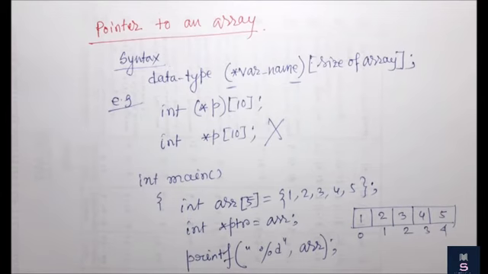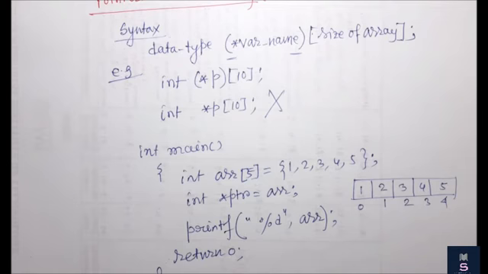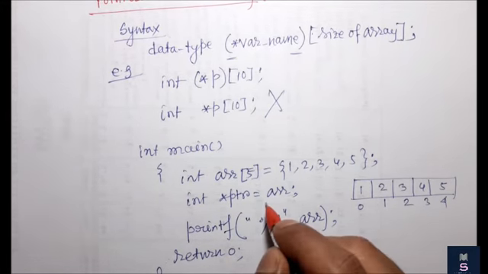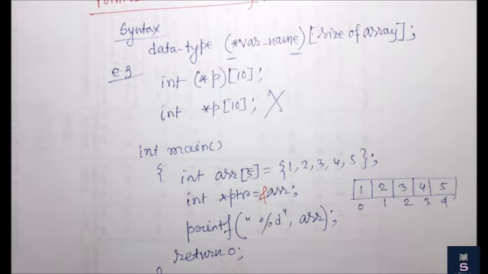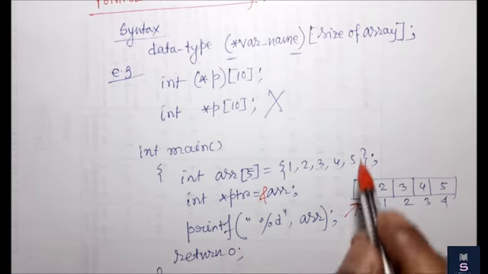Return 0. It will print the 0th address, the first address. And if I use the ampersand sign in front of ARR, it will point to the whole array. If I don't use the ampersand sign in front of the ARR variable, or name of the array, then it will only point to this first location. So just like an ordinary variable, it points to the base address of an array.